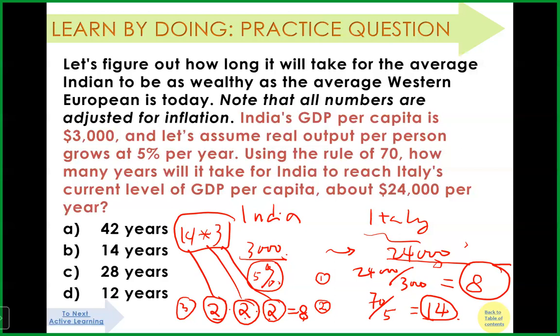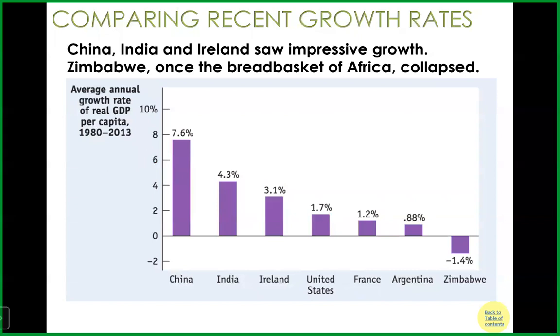So to summarize this part, here I just show you the comparison between different countries. The United States, we are here, 1.7. It looks tiny, but remember we have been consistently doing that for a century, right? And so that translates into dramatic change.